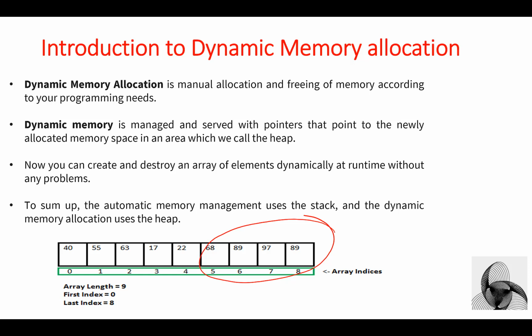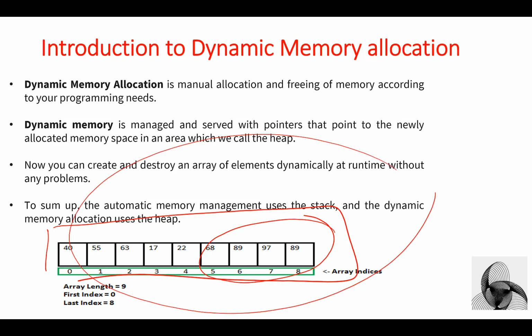Take another situation. In this case there is an array of 9 elements with all 9 indices filled. But if there is a need to enter 3 more elements in this array, in this case 3 more indices are required. So the length of the array needs to be changed from 9 to 12. This procedure is referred to as dynamic memory allocation. Dynamic memory allocation can be defined as a procedure in which the size of an array is changed during the runtime.